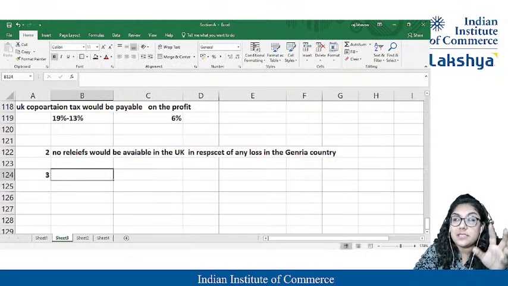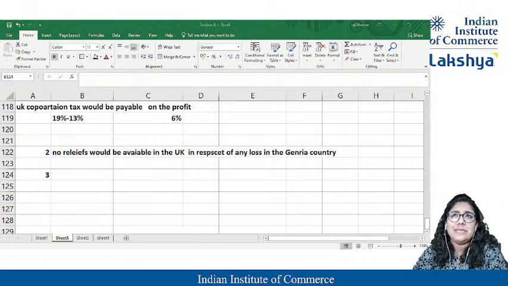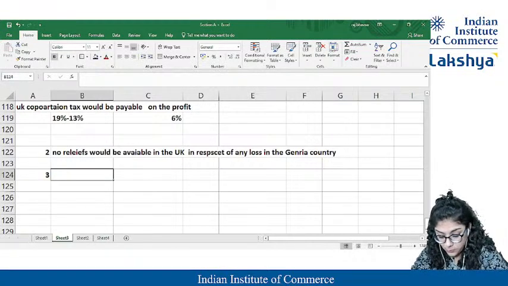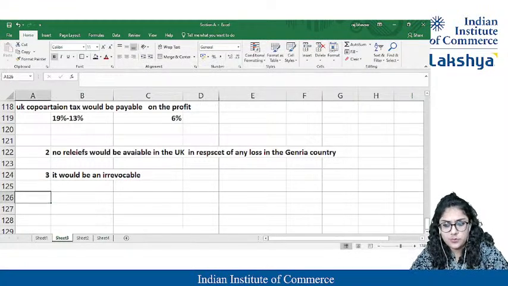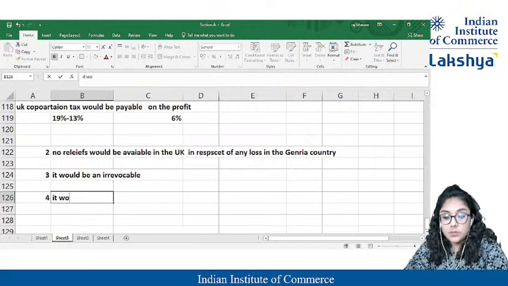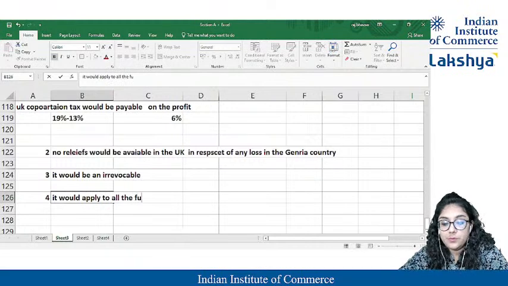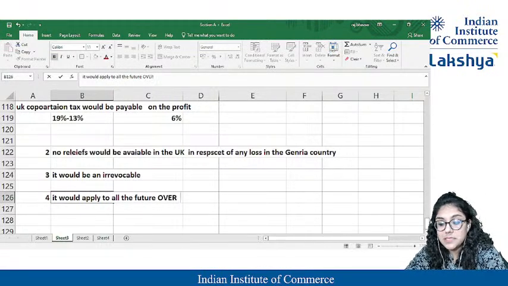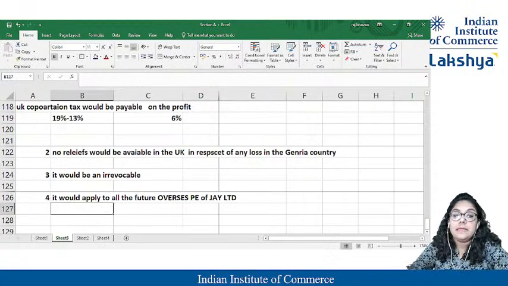But if you're choosing this option, it is not something like in the first year you chose not to show as a UK resident, then you want to show and don't want to claim an exemption. That is not allowed. So basically it becomes an irrevocable option. Again and again you cannot do it. It is an irrevocable situation where you are not supposed to change, and it would apply not just to the past companies, but in future also. If they want, they have to continue the same to all the future overseas PE of JA Limited.